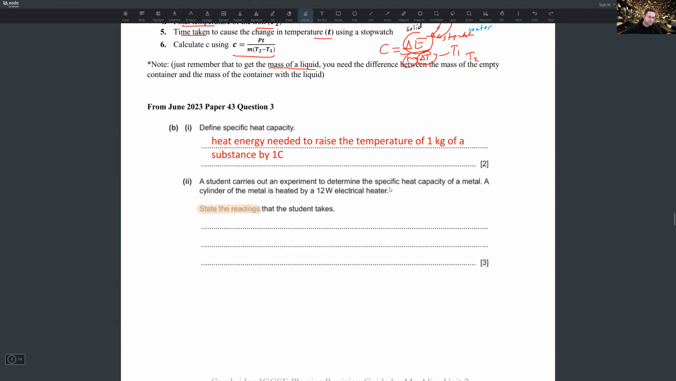State the readings. أنا مش هشرح experiment. I'm just going to tell him what do I measure. Power is not one of them because power is already given.